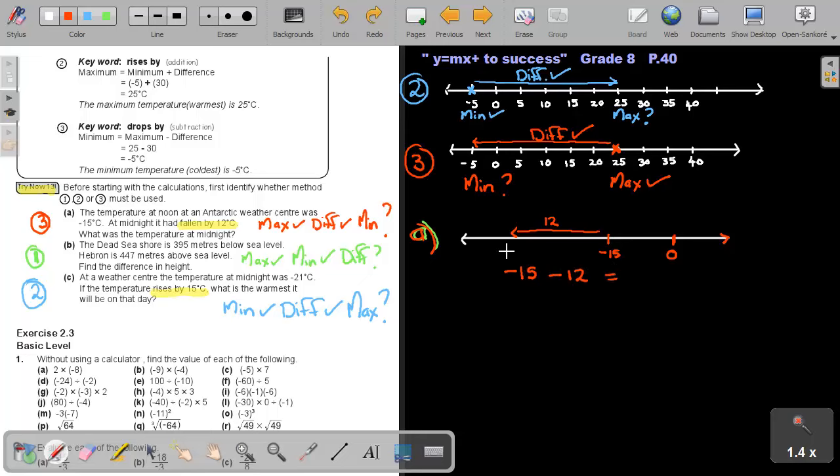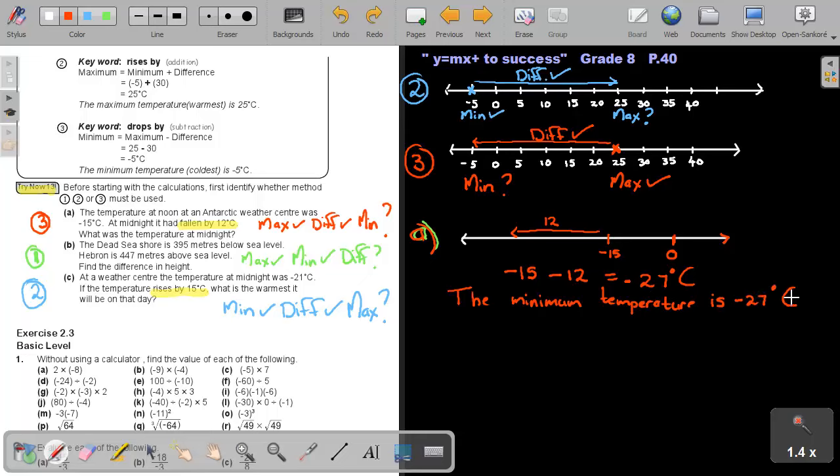Remember, they're standing, grab the sign in front. Negative 15, negative 12. So if the signs are the same, what do I do? I add the numbers and I keep the sign. And don't forget that you end with a sentence. So the minimum temperature is negative 27 degrees Celsius.